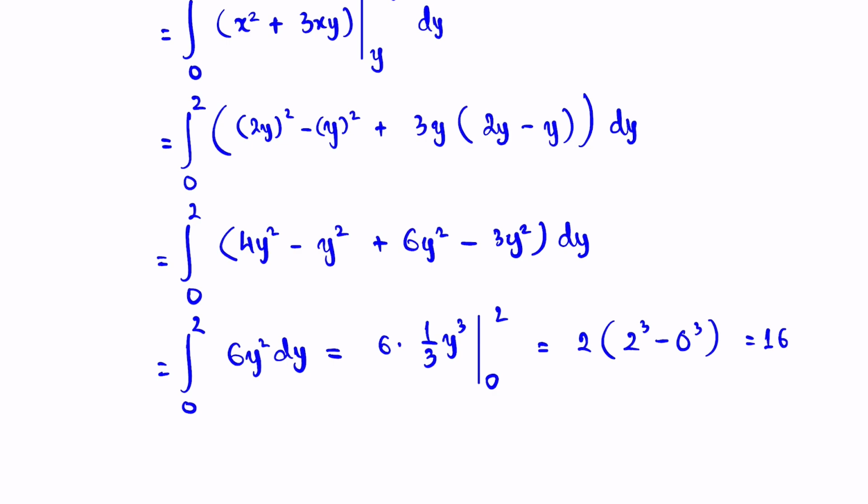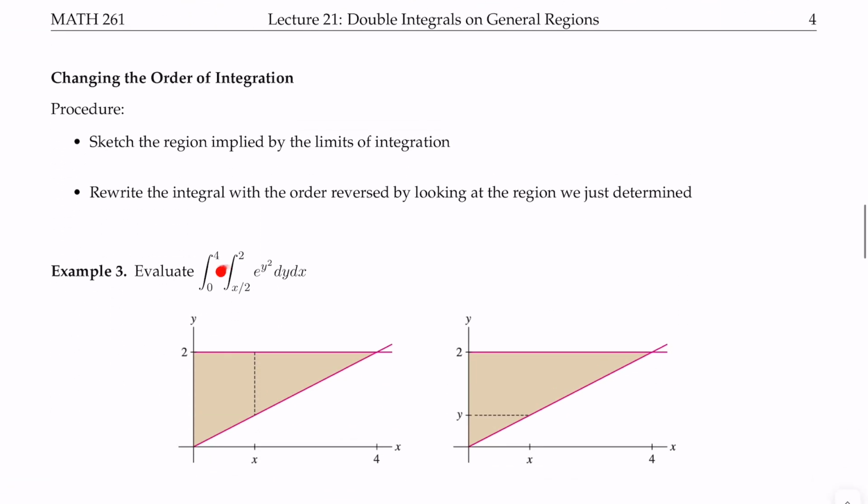What if there are situations where you are presented with a double integral in an order in which you cannot directly evaluate the integral? So what do I mean by that? Let's consider example 3. You have the double integral of the form 0 to 4, and an integral from x over 2 to 2 of e to the y squared dy dx. The problem is that there is no basic method for us to evaluate the integral of e to the y squared with respect to y, unless you have a little bit of higher level mathematics.